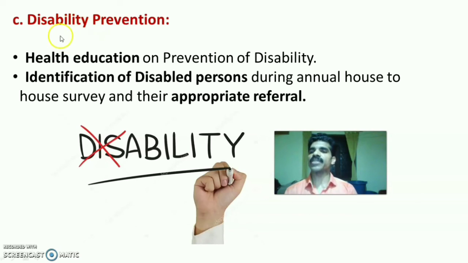The third desirable service is disability prevention. So health education on prevention of disability, that is IEC, or health communication on prevention of disability. Then identification of the disabled persons during the annual house-to-house survey, and if necessary making appropriate referrals of the disabled persons. So health education, identification and making appropriate referrals are the services that come under disability prevention through subcenter.